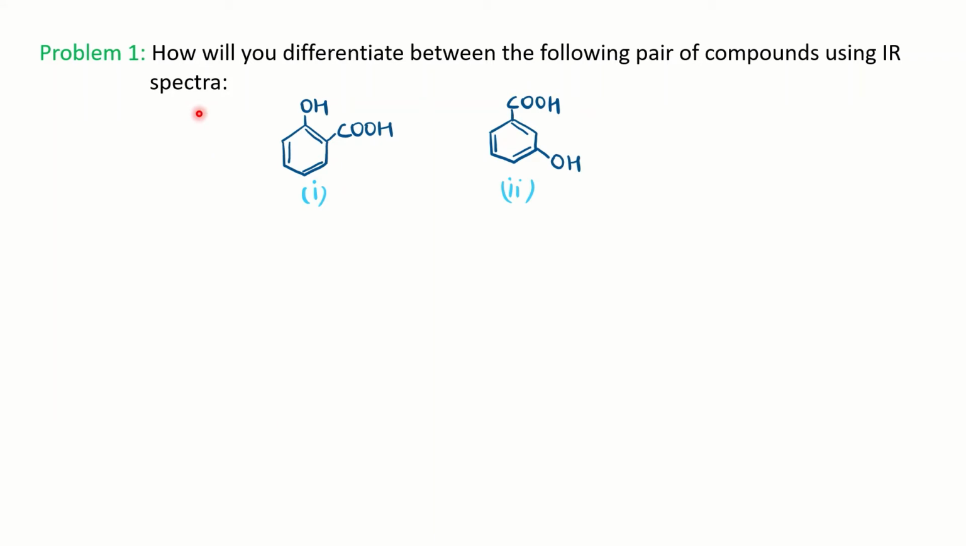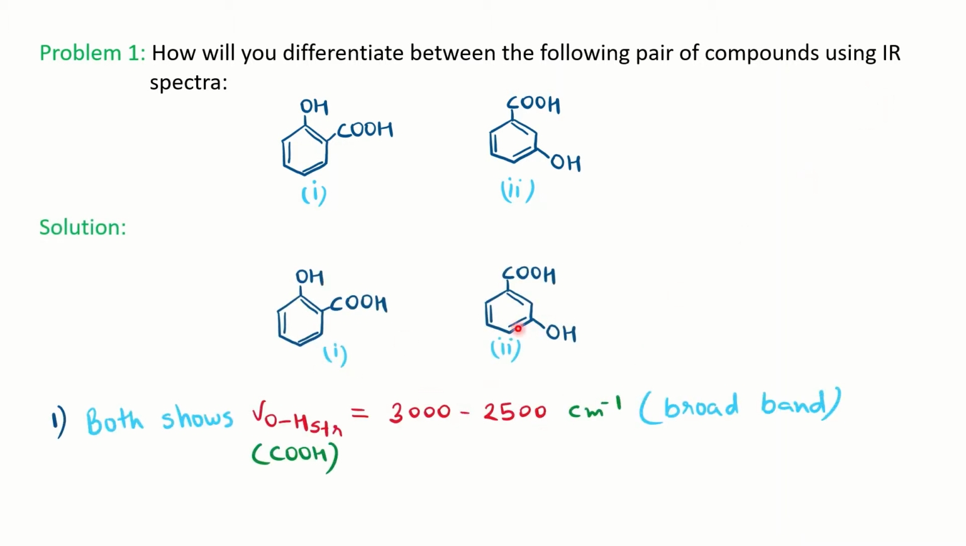So this is our very first question. How will you differentiate between the following pair of compounds using IR spectra? As you can see, we have two molecules here in which you have one carboxylic group and an OH on the ortho position, and another molecule which is the meta disubstituted isomer of it. So is it possible to distinguish these two isomers based on IR? We will see that.